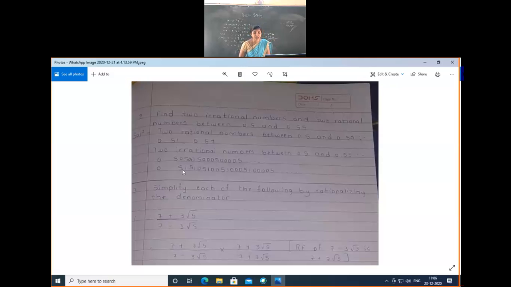So here, second one: 0.51, 510, 5100, 51000. You can write in your own way. You can write any type of irrational number, but you have to maintain the range, which must be between 0.5 and 0.55. You cannot cross that range, but in between you can form any type of number pattern: 512, 5122, 51222, 512222, like that you can continue.